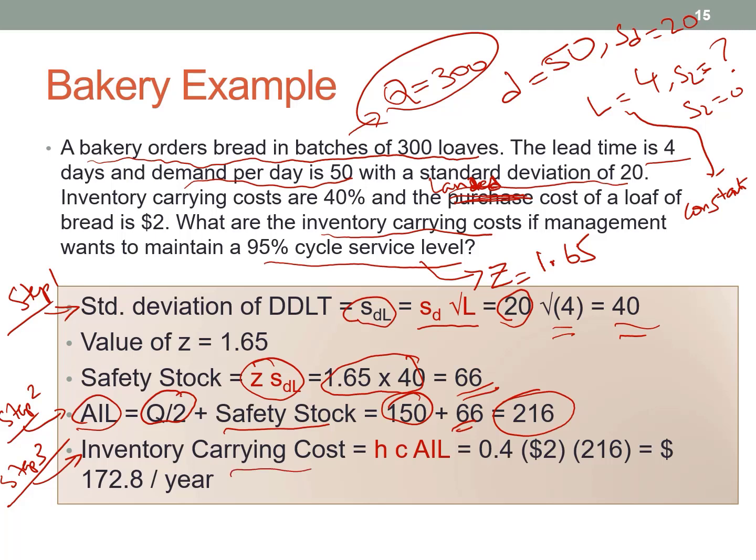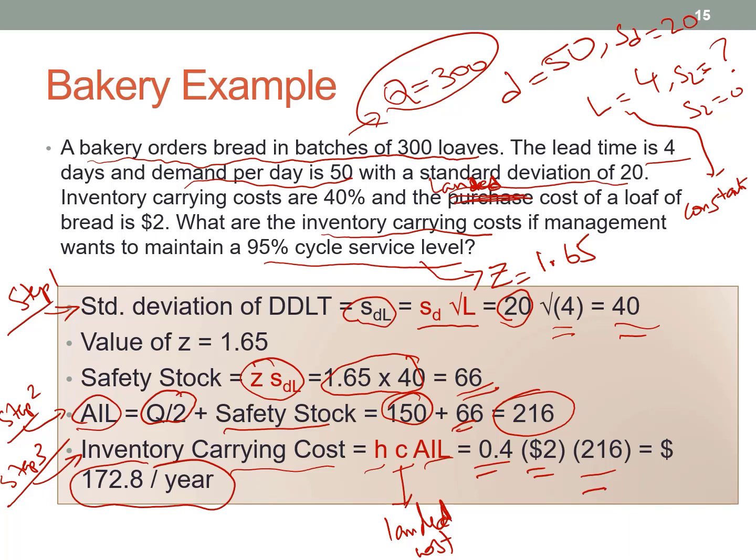So inventory carrying cost is just going to be H, which is the carrying cost in dollars per year, times C, the landed cost of the bread, times average inventory level. H is 0.4, which is 40%, or $0.4 per dollar per year. Landed cost is $2. Average inventory level is 216. This gives me $172.8 per year of inventory carrying costs.